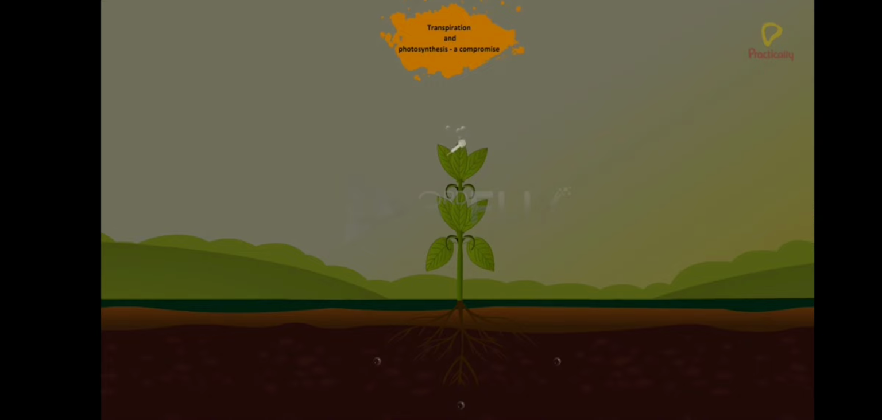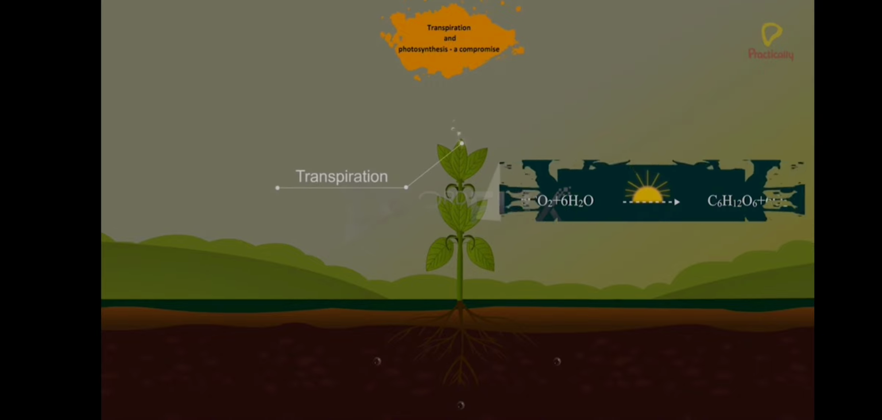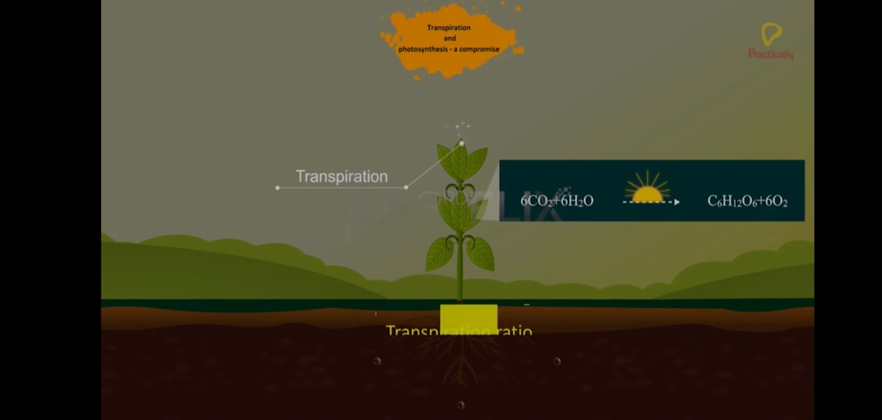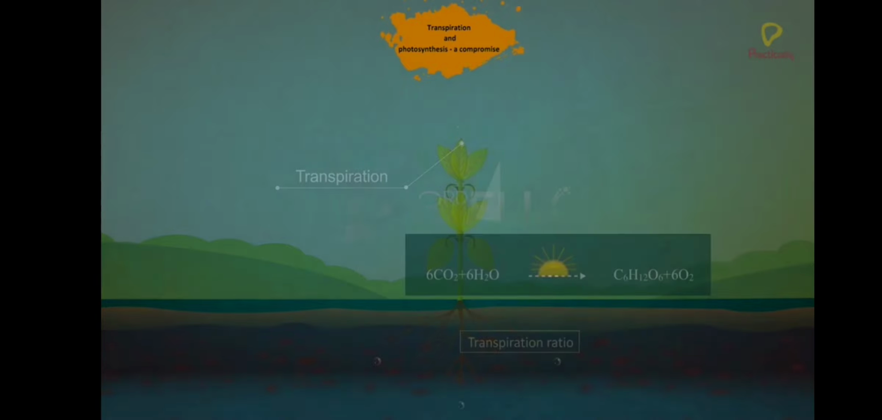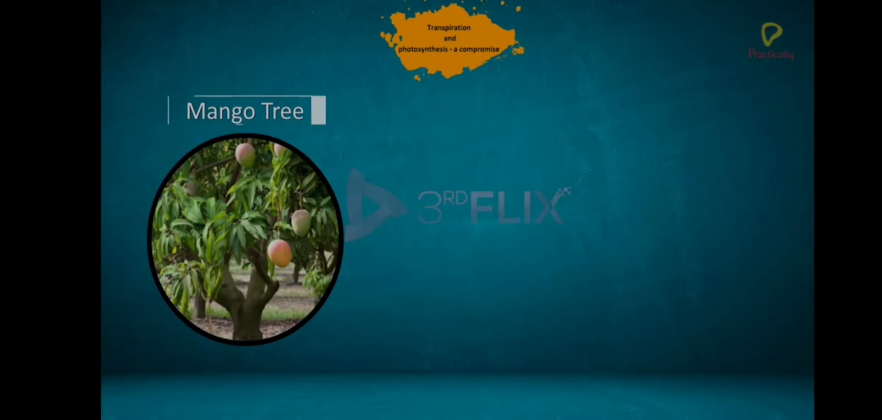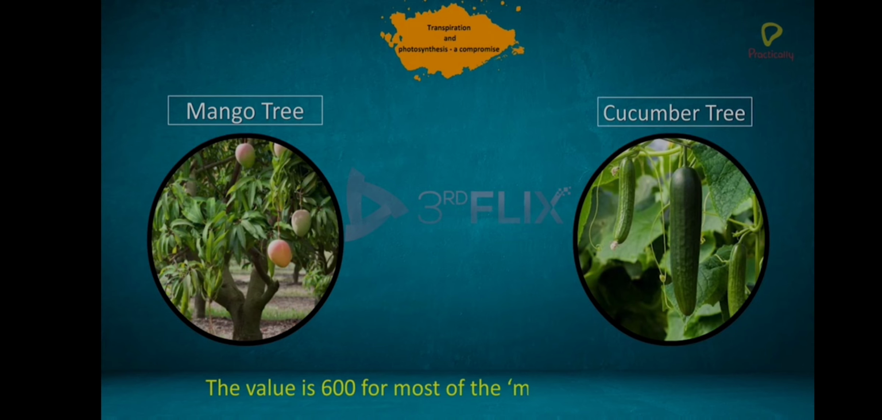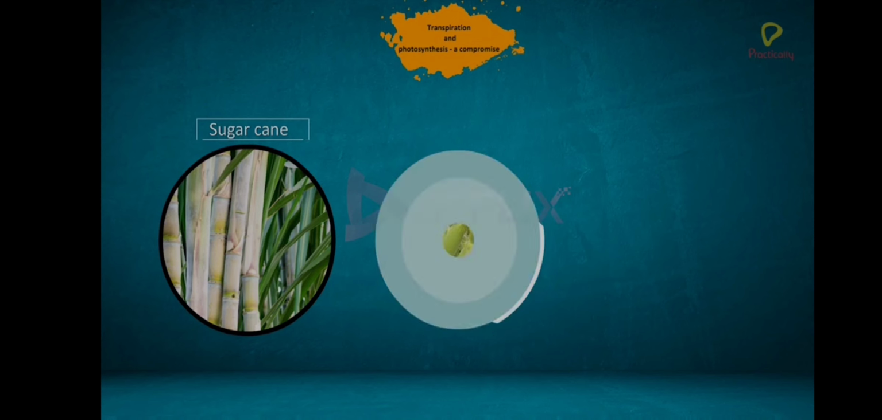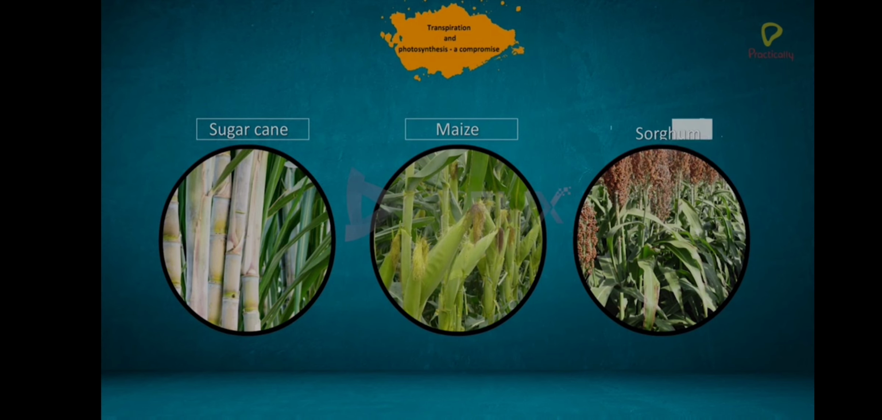The ratio between the amount of water transpired and the amount of dry matter formed is called the transpiration ratio. The value indicates the water requirement of the plants. The value is 600 for most of the mesophytic plants. C4 plants are more economic.